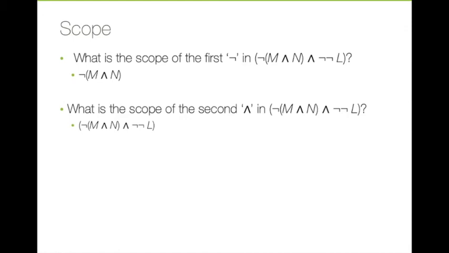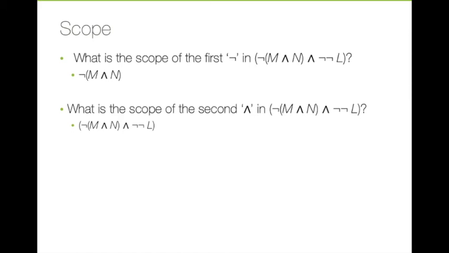The scope of the second conjunction symbol, though, is the whole sentence. So it conjoins two complex sentences. It conjoins the negation of a conjunction and the double negation of an atomic statement.